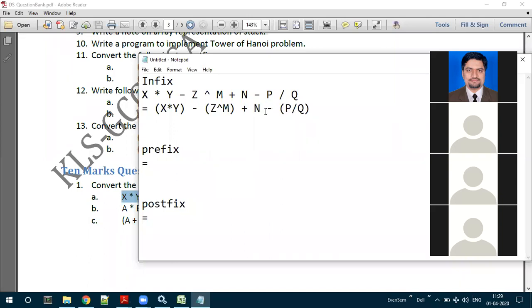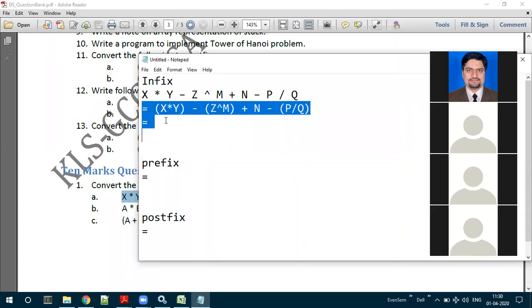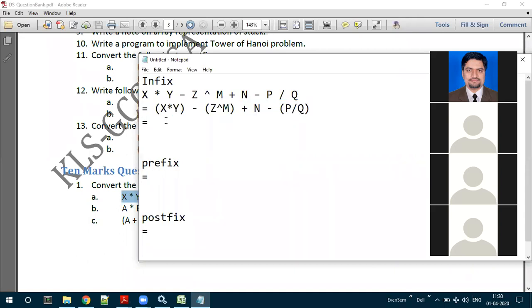Okay. Now, what I have done is that I have just tried to put the brackets for the highest precedence of operators. Is this particular step understood? Yes, sir. Okay. Now we can solve this one. Now here, first step is what? X star Y. For X star Y, how do I need to perform? Let me take this as the prefix.